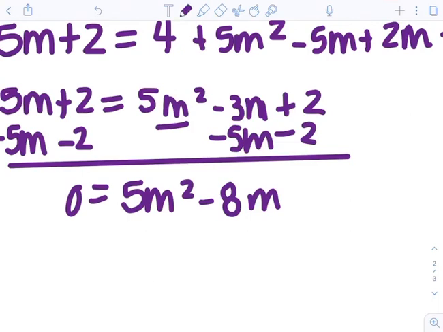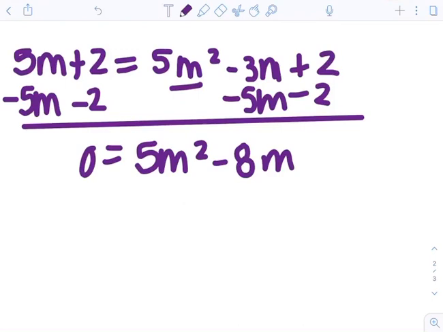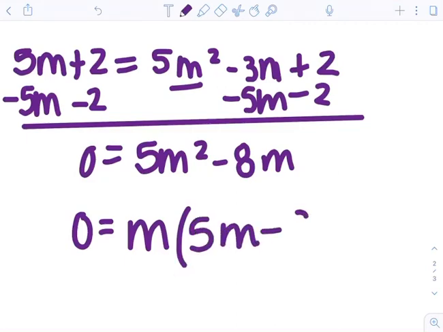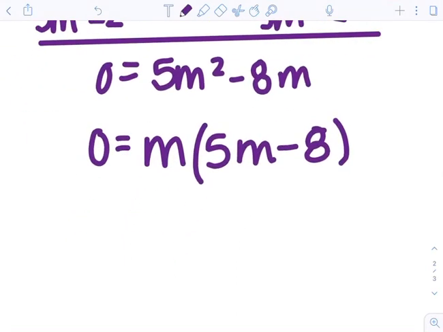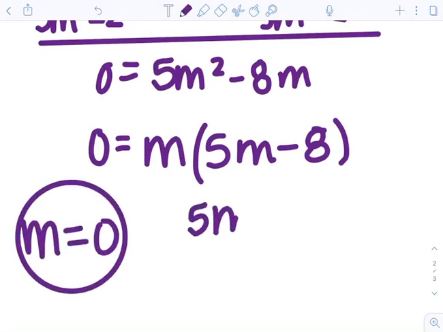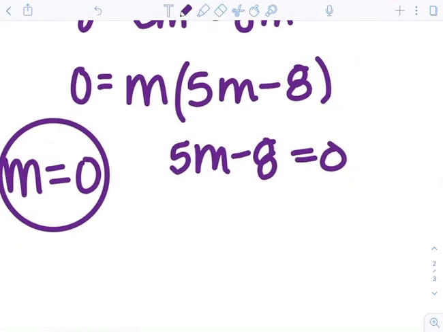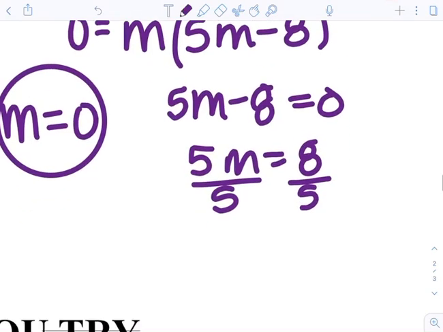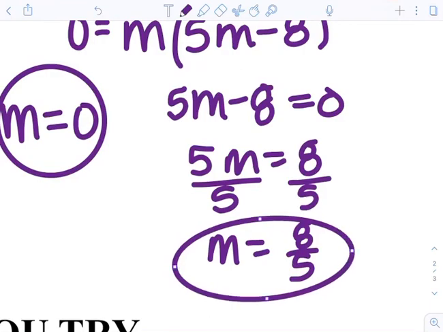So again, I'm still solving by factoring. I just multiplied wrong. So to factor this, it doesn't go into 2 parentheses. What you're looking for is a GCF. So what they have in common is an m. So I'm going to factor out the m. So I have 5m minus 8 left in the parentheses. Now to get your 2 answers, I set m equal to 0. There's 1. And then 5m minus 8 equals 0. So 5m equals 8. Divide by 5. So m equals 8/5. And there's your 2 answers.